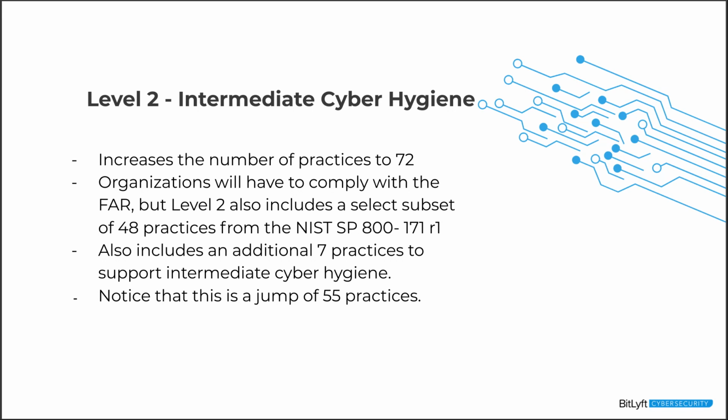Next, we jump to intermediate cyber hygiene. And this is where it kind of gets interesting because we jump from 17 practices to 72. So this is a huge jump. It's a jump of 55 practices from the previous round. Organizations are going to have to comply with FAR that we talked about before, but level 2 also includes a select subset of 48 practices from this NIST standard that's listed. And then an additional 7 practices that are listed within the regulation that support intermediate hygiene. So this is a big jump.